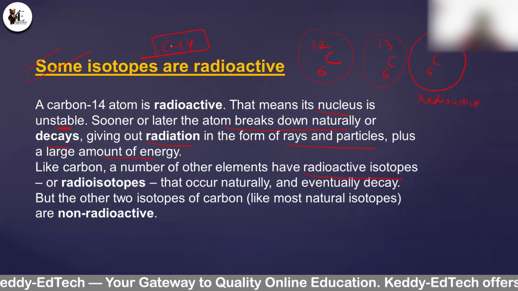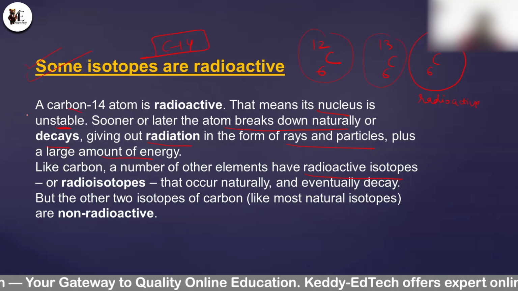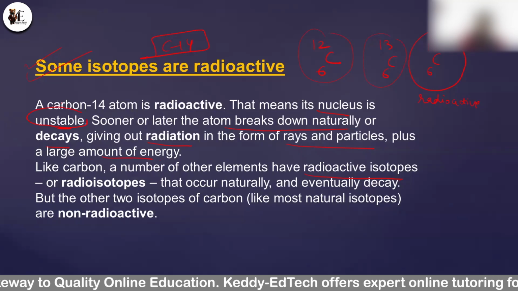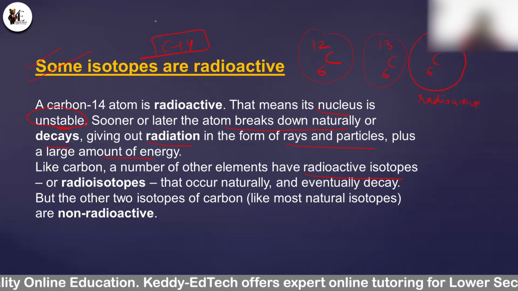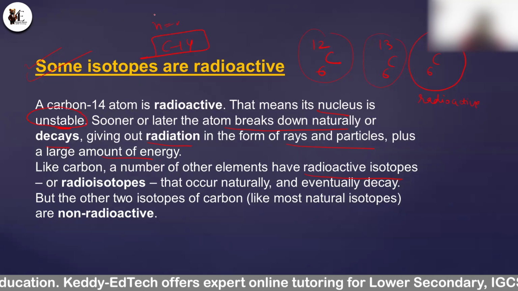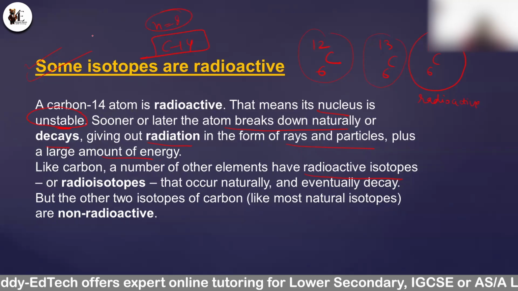Radioactive means why does it decay? Because its nucleus is unstable. Why is it unstable? Because it has a higher number of neutrons. How many? It has 8 neutrons, which is very high. Okay, so write down this slide.